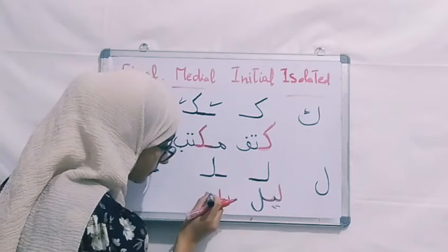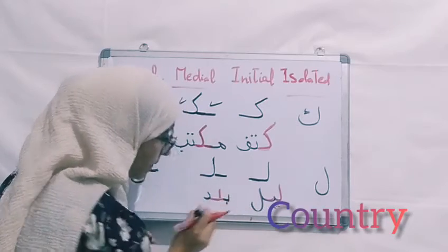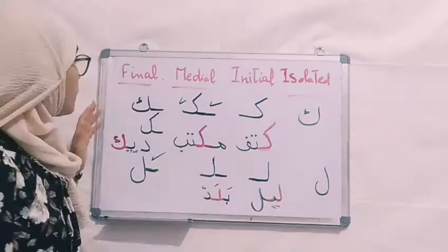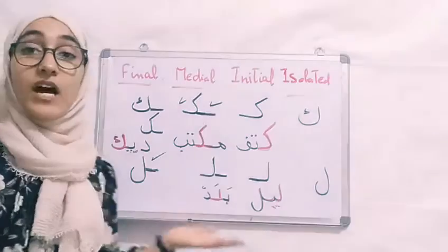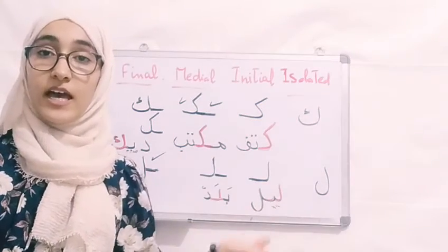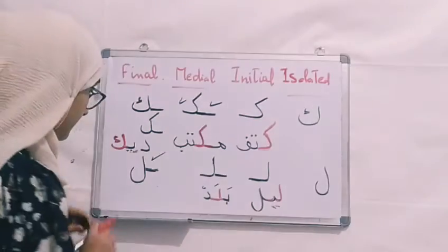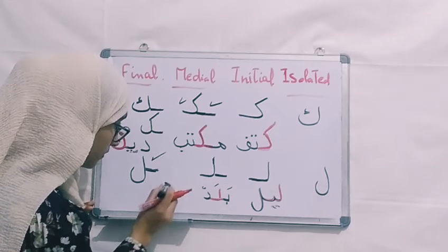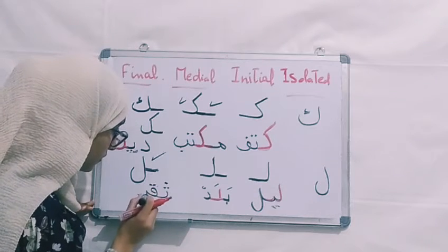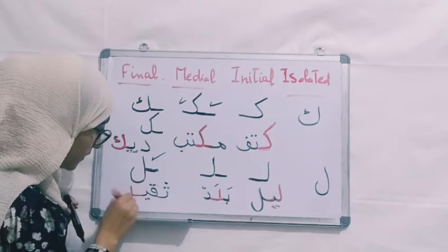For example, in the final form, ثقيل means heavy. ثقيل. دقيق.